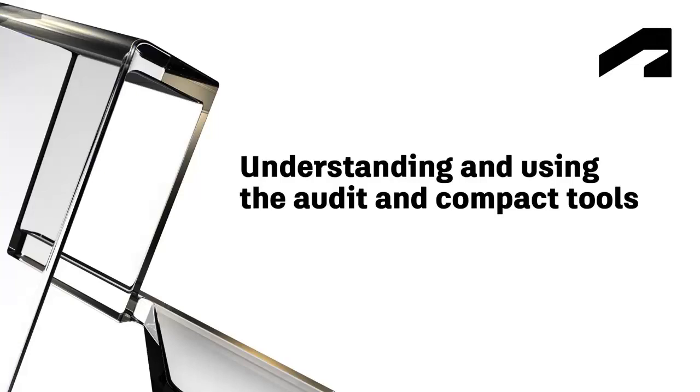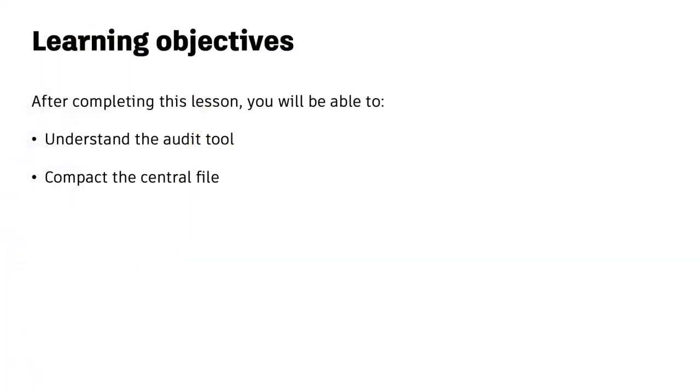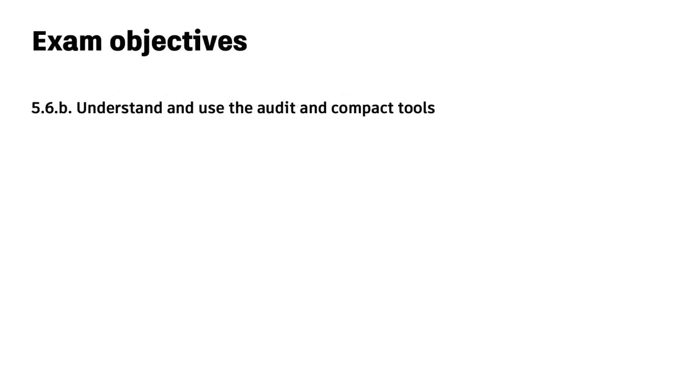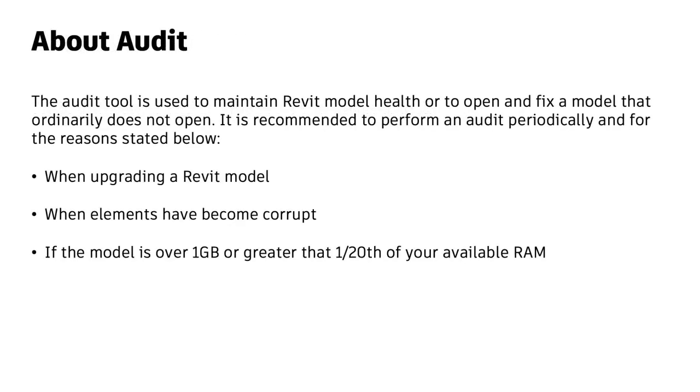After completing this lesson, you will be able to understand the Audit tool and compact the central file. The objective domains covered are 5.6b, Understand and use the Audit and Compact tools. The Audit tool is used to maintain Revit model health, or to open and fix a model that ordinarily does not open. It is recommended to perform an audit periodically and for the reasons stated below: when upgrading a Revit model, when elements have become corrupt, or if the model is over 1 GB or greater than 1/20th of your available RAM.